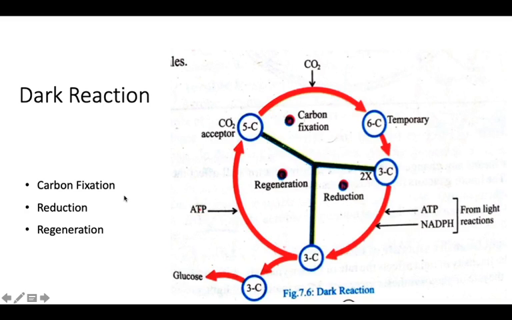Now there are three core components in dark reaction. Number one is carbon fixation, followed by reduction and regeneration. So in order to understand the picture, we need to make a background assessment or a story.